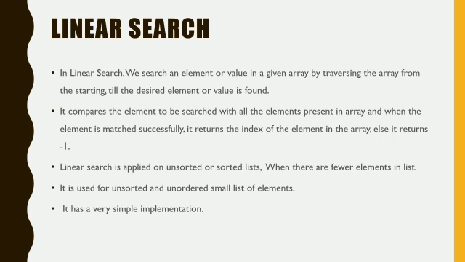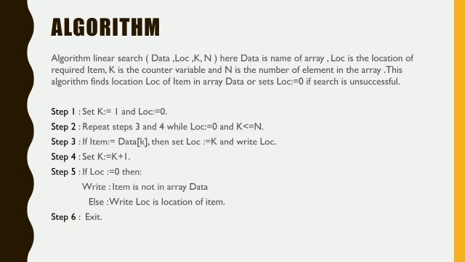Linear search is a process of finding a given item in an array by traversing the array from starting till the desired element is found. It compares the item with all the elements of the array. Whenever the element is matched successfully, it will return the index of the element in the array, else it will return -1. Linear search is applied on the sorted or unsorted list. There is no such restriction to only have a sorted or unsorted list in the linear search, and it has a very simple implementation.